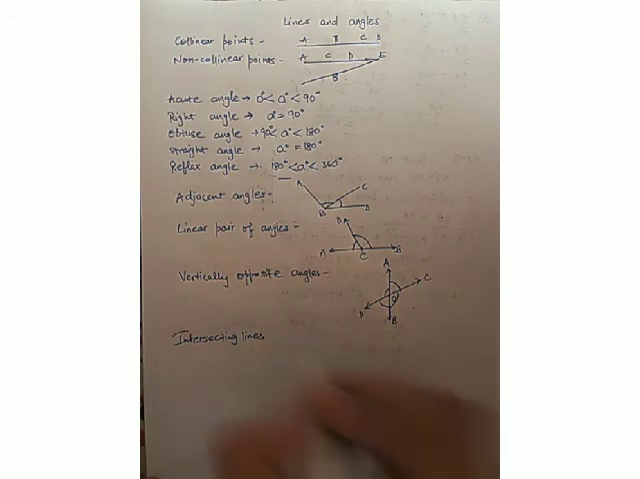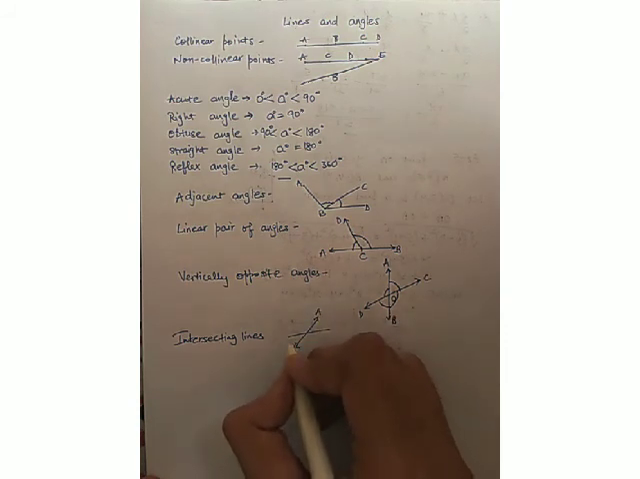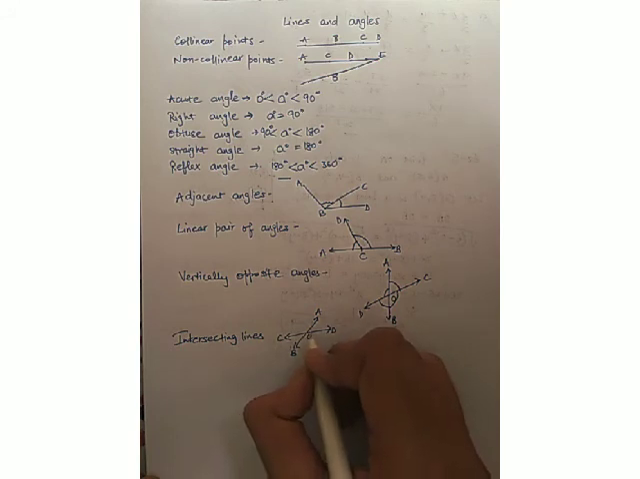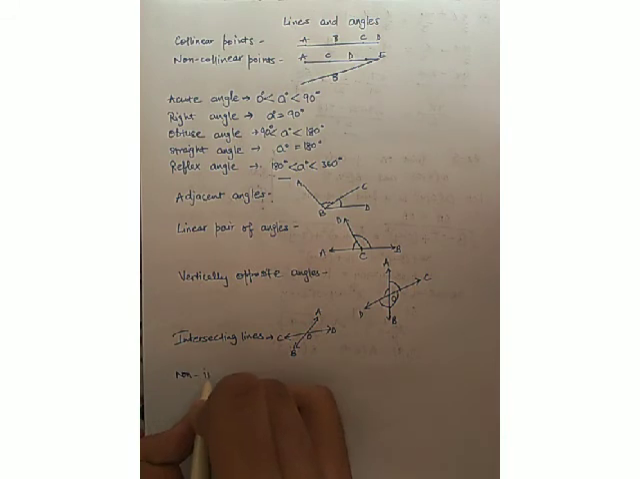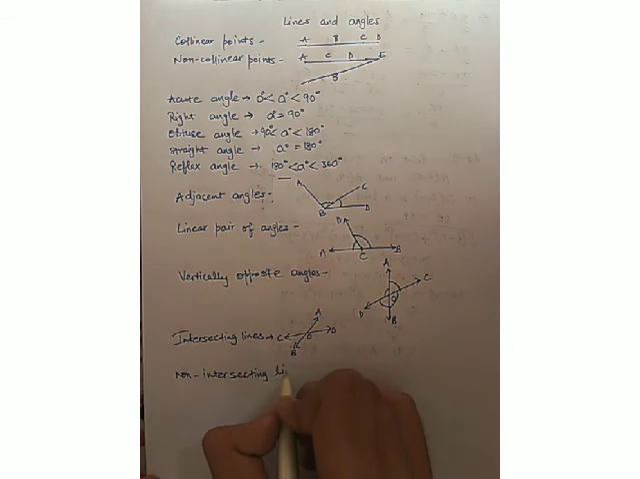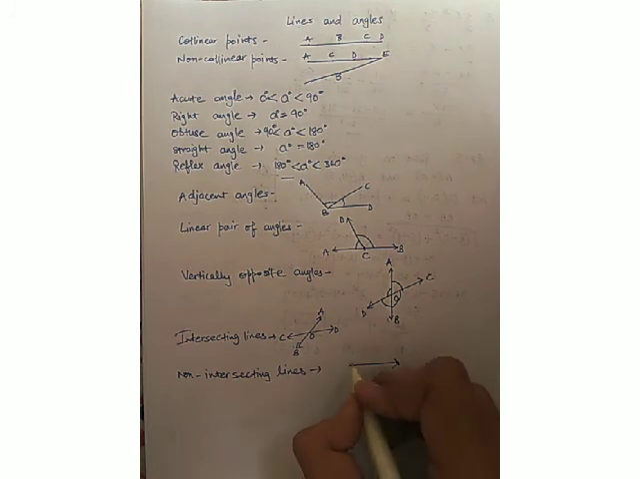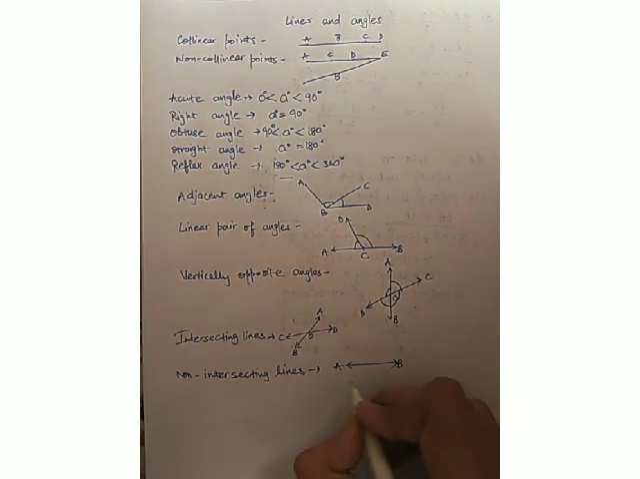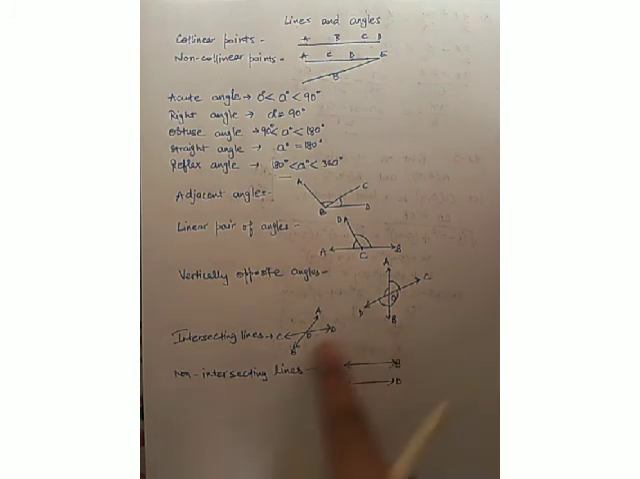Intersecting lines are simply two lines intersecting each other. Okay, these are intersecting lines. And what are non-intersecting lines? Non-intersecting lines are also known as parallel lines. For example, AB and CD are two non-intersecting lines. They are not intersecting at any point, but they are just parallel to each other. So that is why non-intersecting lines are also known as parallel lines.